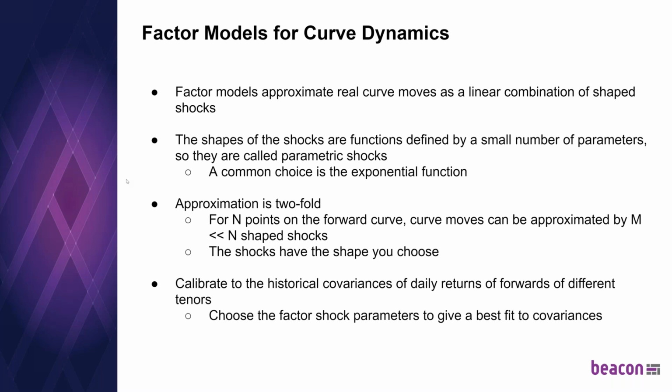In the model, though, in our factor model, for a given set of model parameters, the model will also tell you what it thinks that covariance matrix should be, the model covariance matrix. And then calibration for the model involves finding the set of model parameters where the model covariance matrix is as close as possible to the historical covariance matrix.